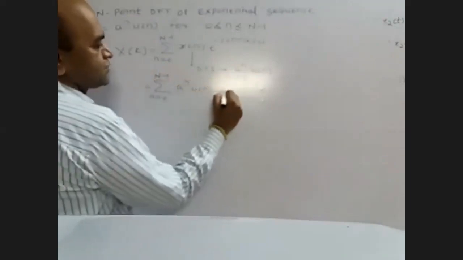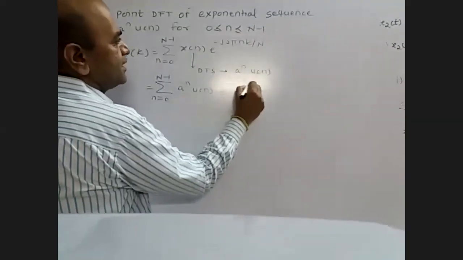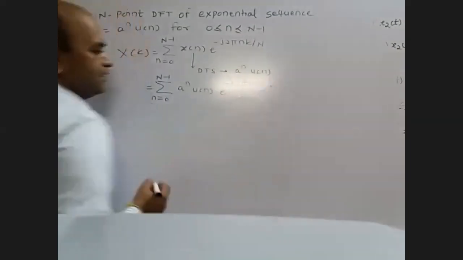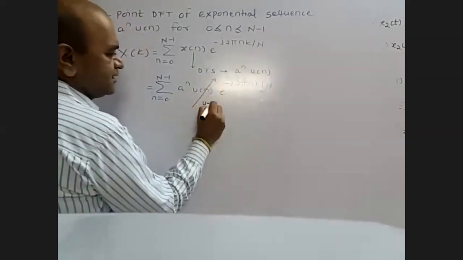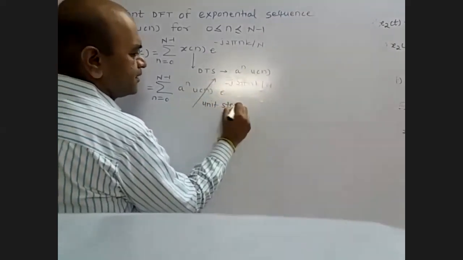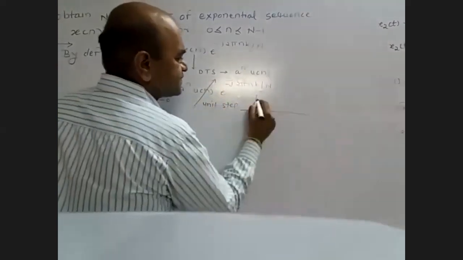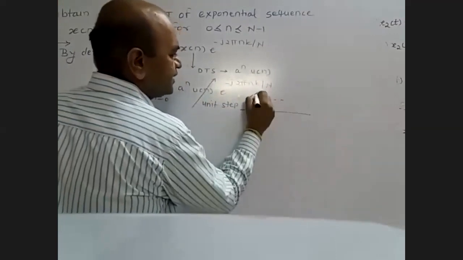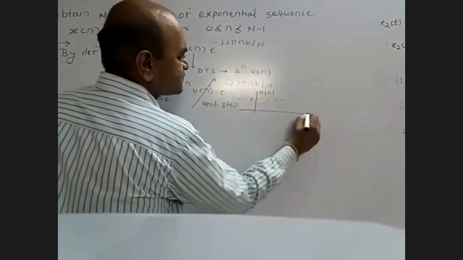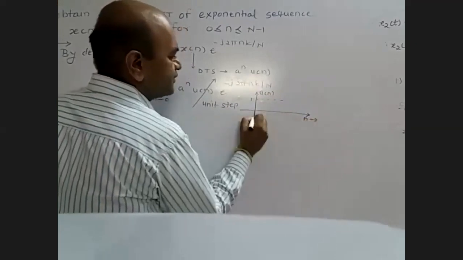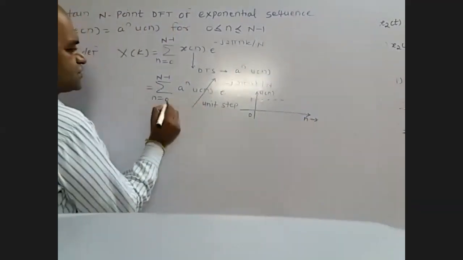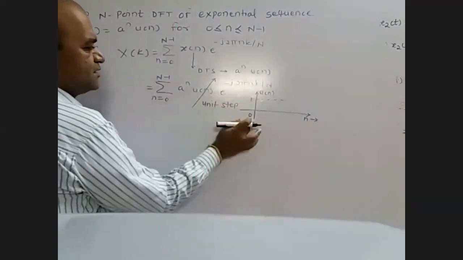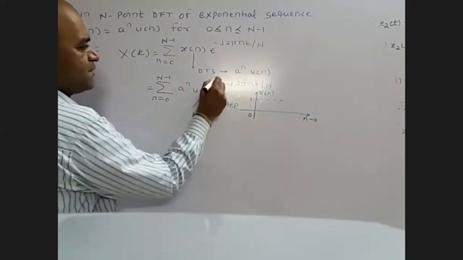Okay, e raised to minus j 2 pi n k by n. But here this is a unit step signal, and its amplitude is unity, 1 for all values of n. This is the main basic definition of the unit step signal. So we consider n from 0 to n minus 1, where its value is 1, so we replace it by 1.